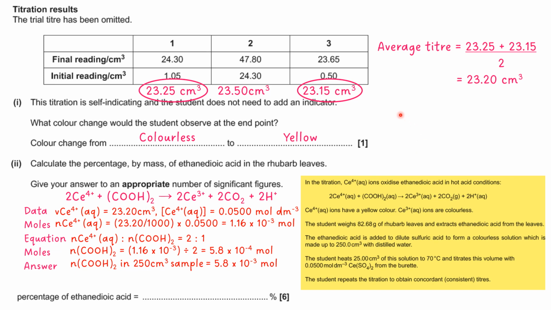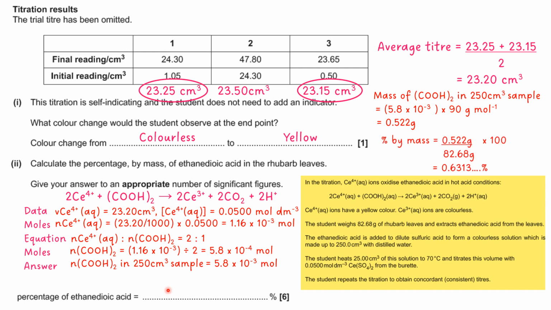So I'm going to take my working up here now. And what I need to do is take the moles of the ethanedioic acid in 250 centimetres cubed and multiply them by the molar mass, which is 90 grams per mole. That gives me 0.522 grams. That would have been the mass of ethanedioic acid from the sample of rhubarb leaves. So dividing that by the original total mass of the rhubarb leaves, that gives me the percentage.